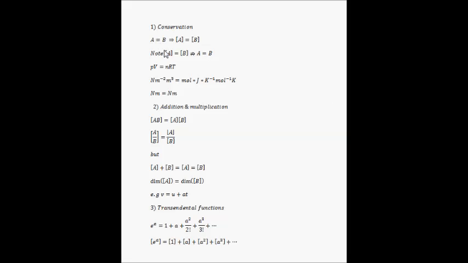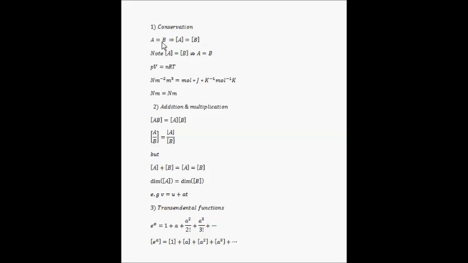So the first one is what I would like to call conservation. If you have two quantities, A and B, and they're equivalent, so this might be, I don't know, E equals mc squared, so A might be E, B is mc squared, and of course they're equivalent. But the important thing to note here is that the units of A have to equal the units of B if the quantities are the same. I mean, this makes sense. If two physical quantities are equivalent to each other, they're going to have the same unit.